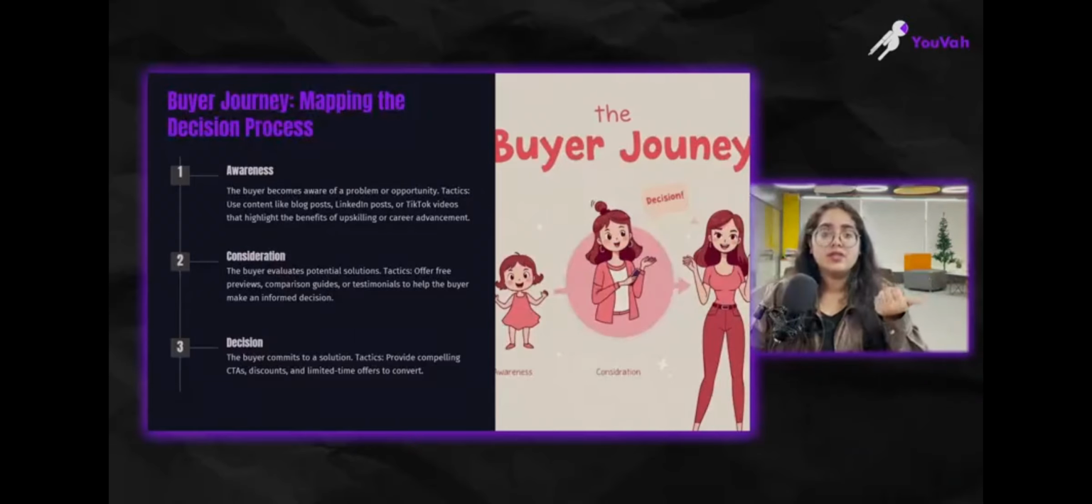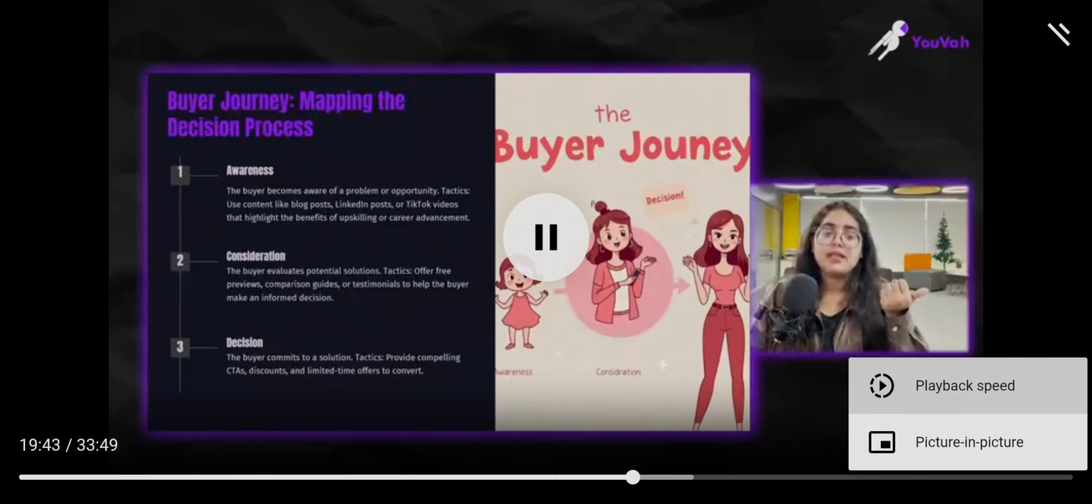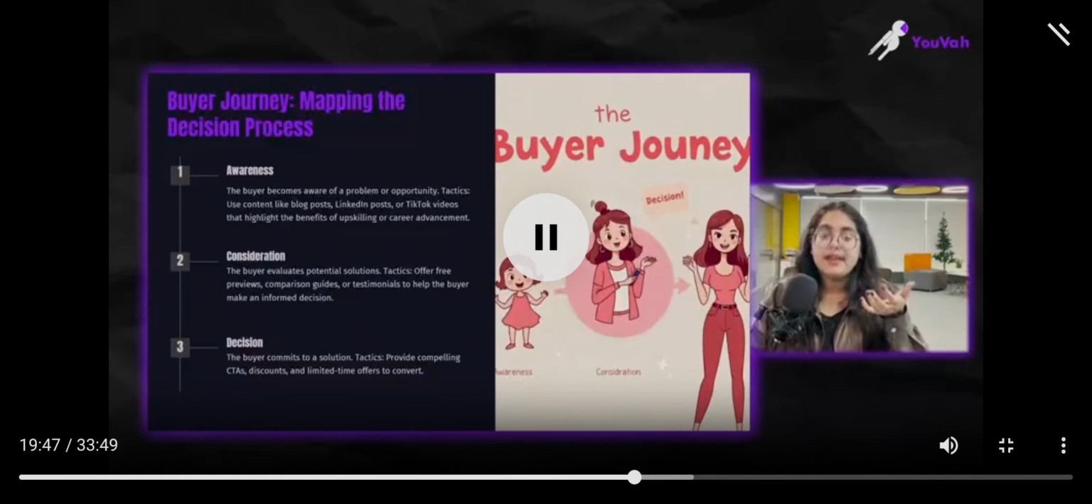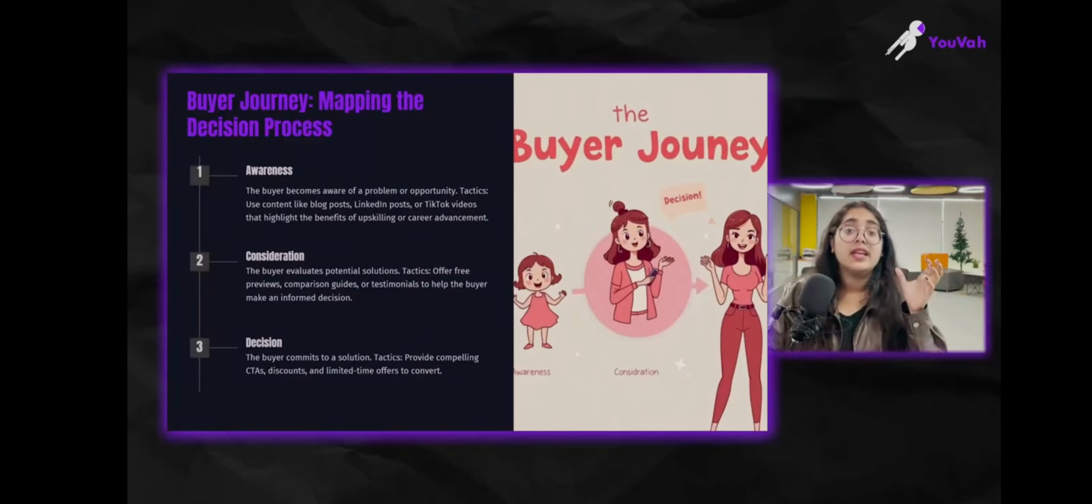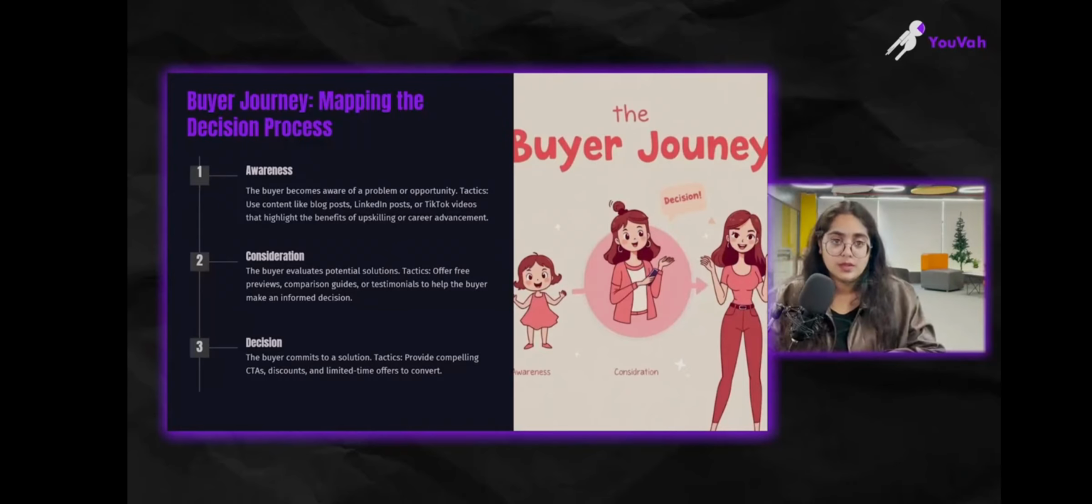Right, then comes the consideration stage. In the consideration stage, the buyer evaluates all the potential solutions, right? Here, you have made them even more aware of the problems. Now they're reading more on it, right? Now you have also placed the solution very categorically once you have mentioned those problems, right? Now they are aware of the problems, and now they're evaluating those solutions as well, right?